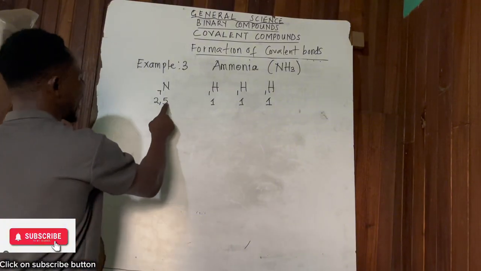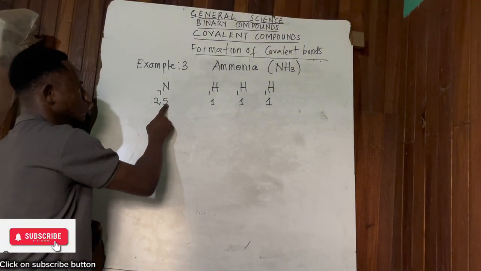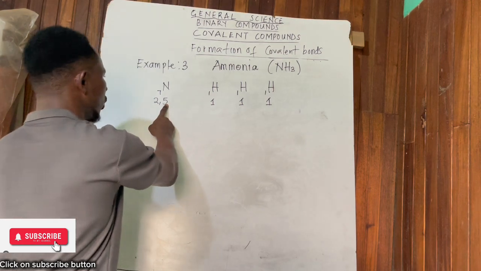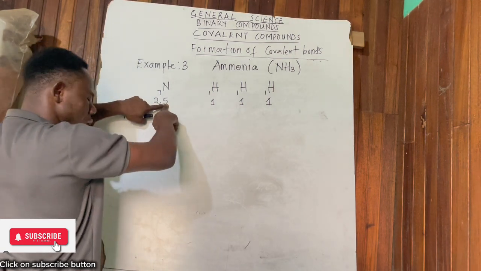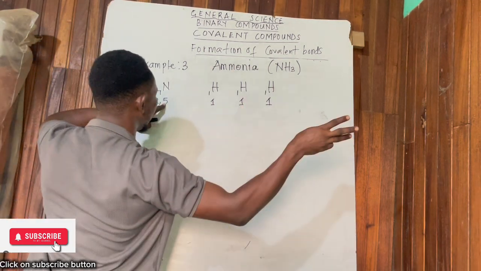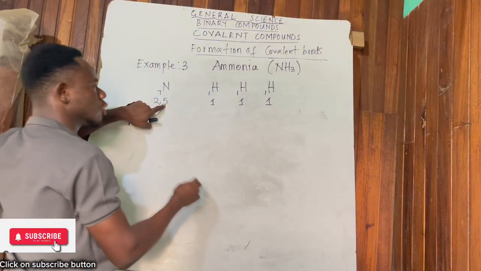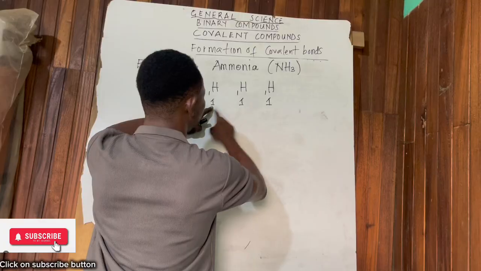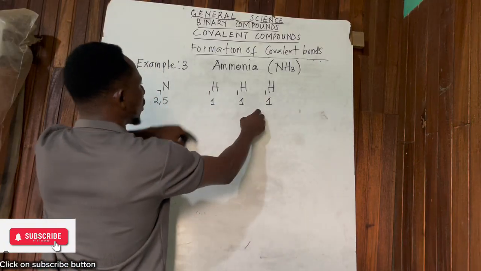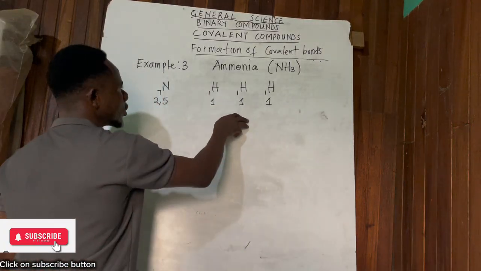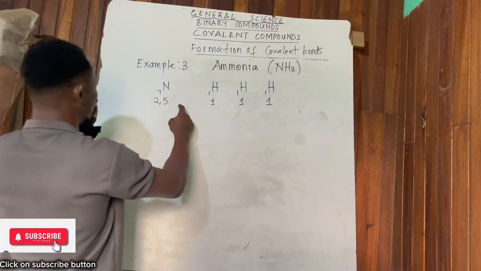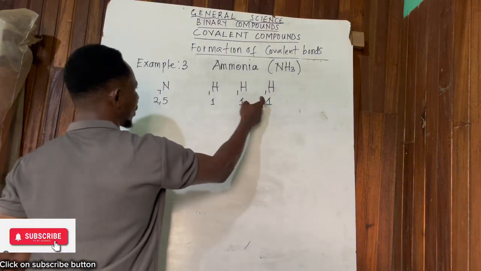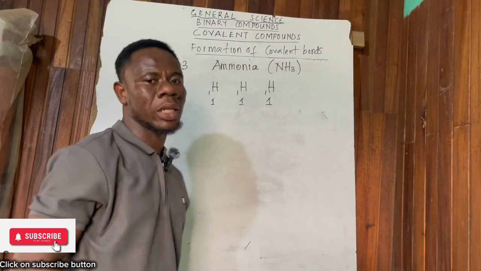Now nitrogen needs 3 more to be what? To be stable. Nitrogen needs 3 more to be stable. So it means nitrogen is going to share 3 electrons for it to be stable. Hydrogen here also needs 1, but it is going to what? Share the 1. This is going to share 1. This is going to share 1. This is also going to share 1.